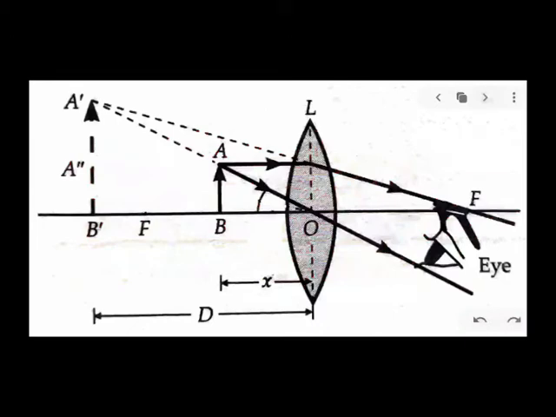Now, suppose an object AB is placed between the focus F and the optical center O of the convex lens. A virtual, erect and magnified image A dash B dash is formed.